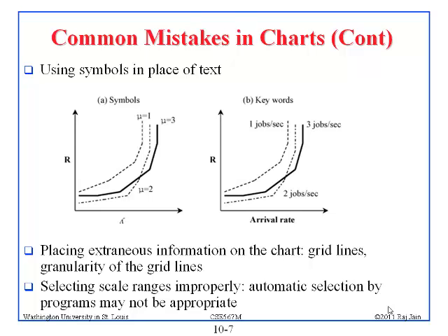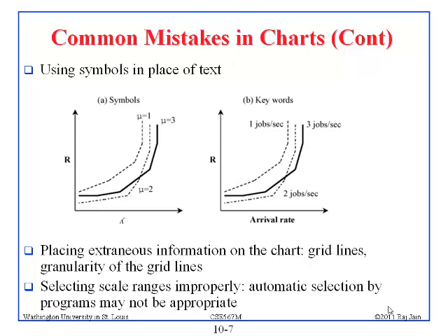Anyway, using symbols in place of text, and this is very common in technical papers. That R versus lambda for mu equal to 1, 2, and 3. And what is R, what is lambda, what is mu, we don't know. That you have to read in the paper. Sometimes people forget to even explain that because they use R, lambda, mu so often that they forget to write it in the paper. So why not just say arrival rate versus response time, for 1 job per second, 2 jobs per second, 3 jobs per second, and so on.